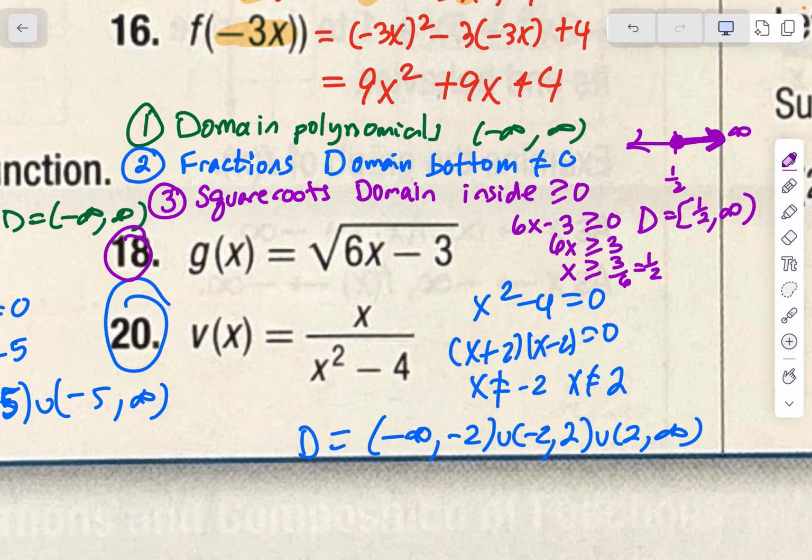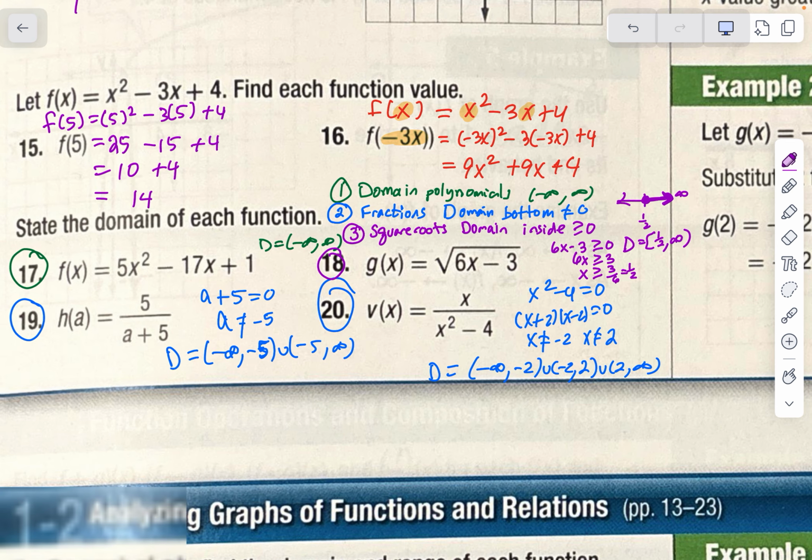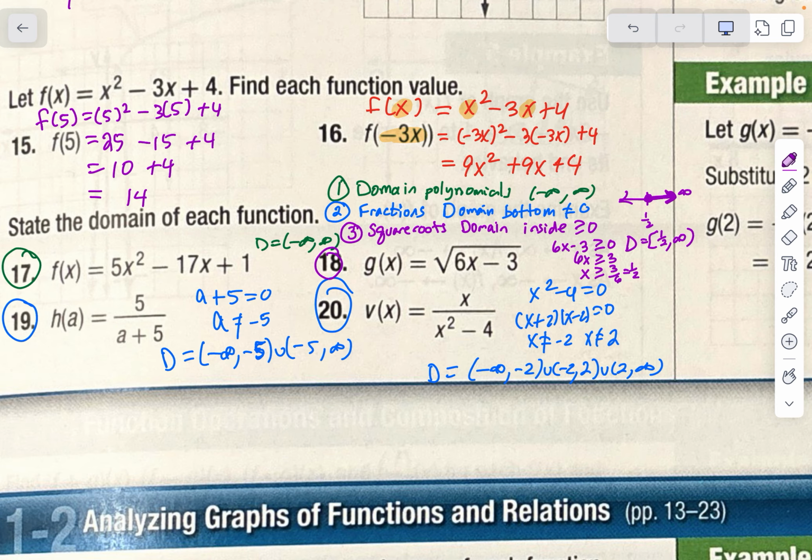If you were to pull these up in Desmos, 18 would have a graph that starts at an x value of 1/2 and goes to infinity. There's no graph on the other side. For 19, the only separation in the graph is at -5. For 20, there should be a separation in the graph at -2 and +2. For 17, the graph has no jumps, holes, or gaps. It's a perfect, wonderful domain from -infinity to +infinity.